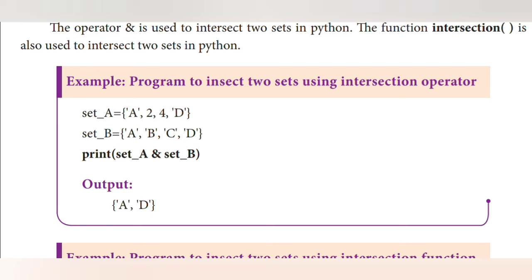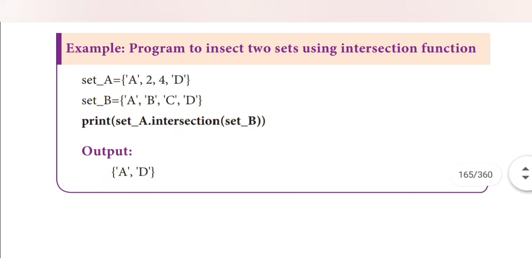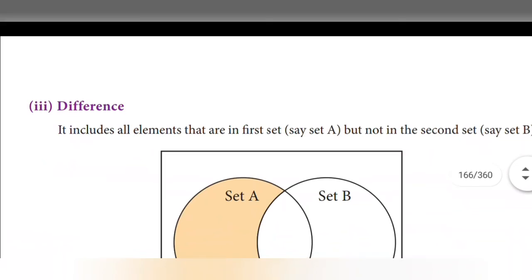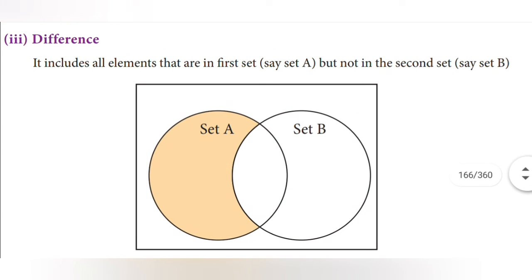The same process can be done with the help of the intersection function also. In this example we are using the intersection function, that is set_A.intersection(set_B). In both examples we get the same output, A, D, the common elements present in the sets. Next we see about the difference.